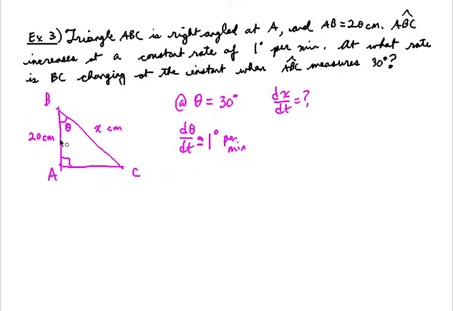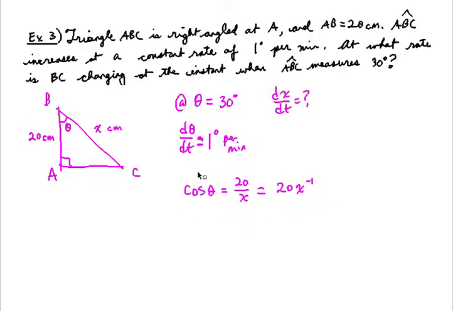What relationship do we have here? It's actually pretty simple. It looks like I have a cosine relationship, so cosine of theta is equal to, adjacent over hypotenuse, so it'd be 20 over x. So here's my relationship. Very simple. And let's rewrite that as 20x to the minus 1, just to make differentiating a little bit easier.